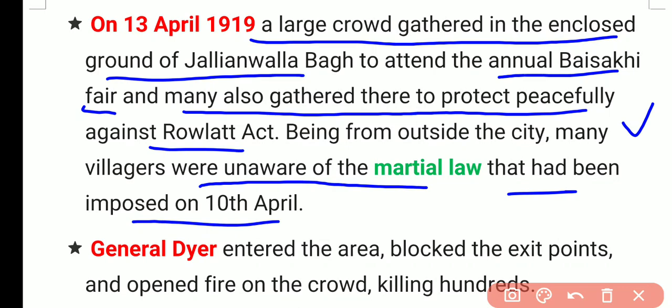Martial law means when the situation becomes uncontrollable or out of control by the police, then the administrative power is given to the army. Army को administration power दे दी जाती है और army becomes the sole authority to control the situation or to maintain the law and order. So in Amritsar too, the martial law was imposed on 10th of April.